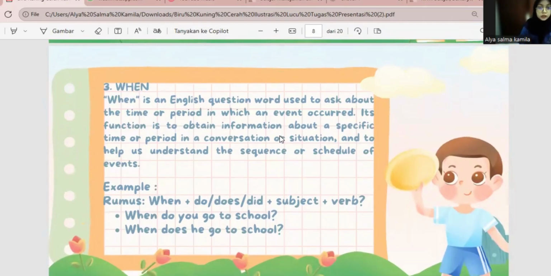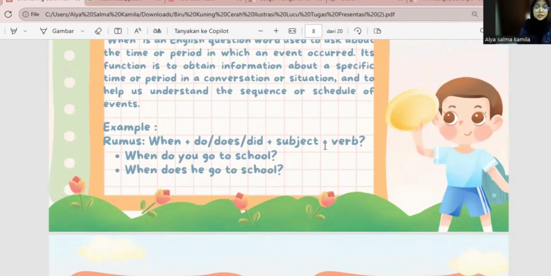Next, when. When is used to ask about the time or period in which an event occurred. Its function is to obtain information about a specific time or period, and to help us understand the sequence or schedule of events. The formula is when plus do, does, did plus subject plus verb. Example, "When do you go to school?" It means at what time do you go to school?